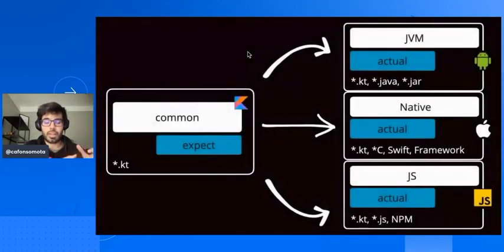So trying to sum everything up here, if you're going to write a shared module, you create it on the common library, on the shared library, use the keyword expect, and then use the keyword actual on all the platform specific code. And then you can compile it for JVM, for JS, for a framework for iOS, etc.